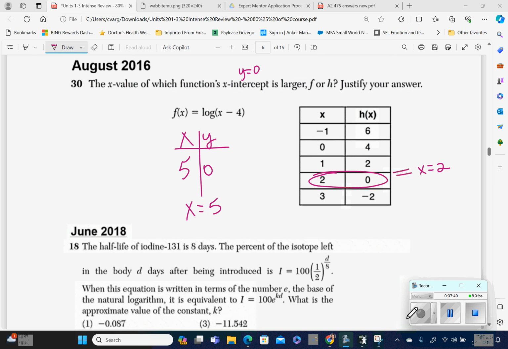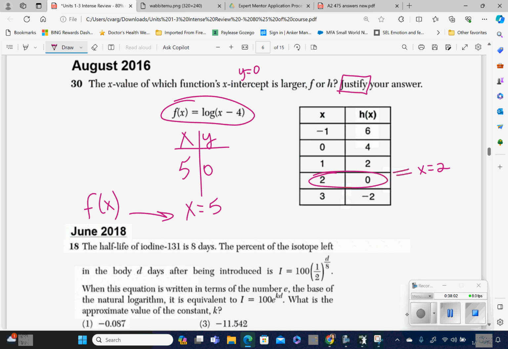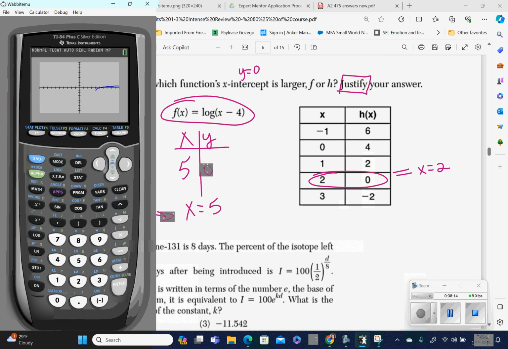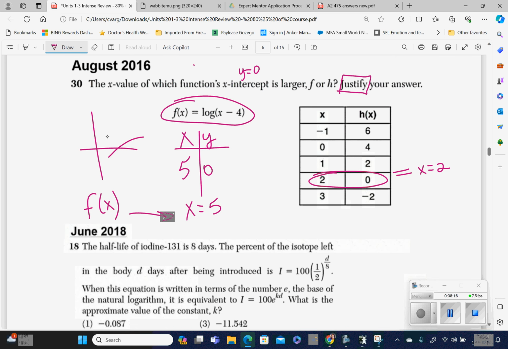So across from 5 is 0, so my x-intercept here is 5. Which is bigger, 5 or 2, right? 5 is bigger, so f of x has the larger x-intercept because it's x equals 5. So justify just means show work. So what I'm doing right now is showing where I work. I could do a graph right here if I wanted to as well. So I can show you what the graph of this looks like, which is boom, like that. So I can graph that to show my work as well, and I could say this is at 5.